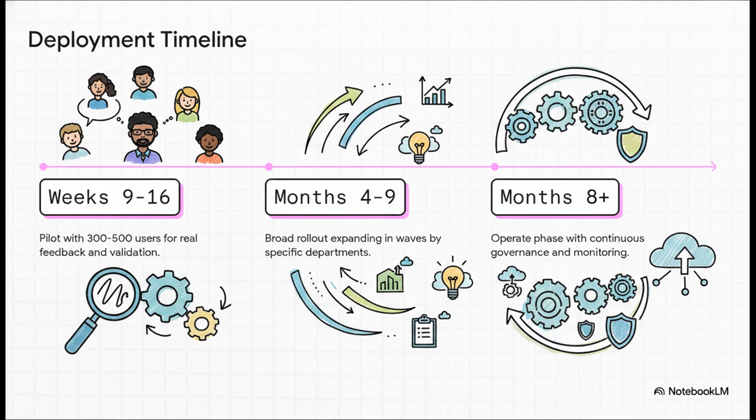Don't do it. You want to start with a pilot phase between weeks 9 and 16, targeting about 300 to 500 users across different roles who are doing real work. You use their feedback to identify friction and tweak your training. Then, in months 4 through 9, you move to a broad rollout, expanding in waves by department. Finally, month 7 and beyond, you shift into the operate phase. That's all about continuous governance and monitoring.